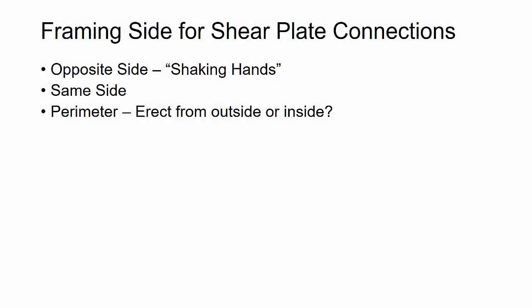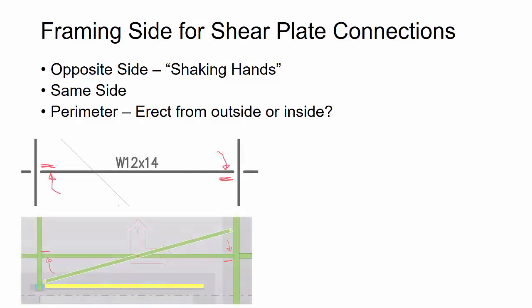So on shear tab jobs, one of the first things you want to ask the erector is which side of the beam that they want the shear tabs to actually be on. There are two general philosophies that I've seen. There's the shaking hands or the opposite side. So on one side of the left end of the beam, for instance, they want it on the far side, and then on the right end, they want it on the near side.